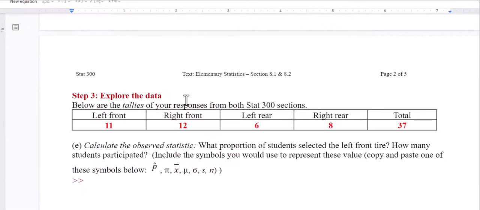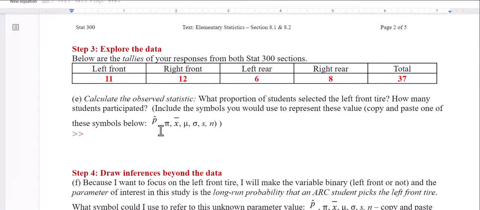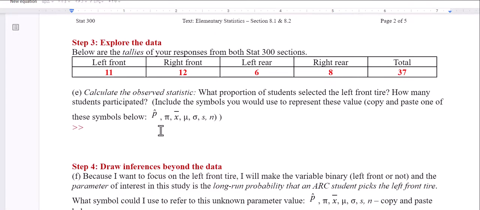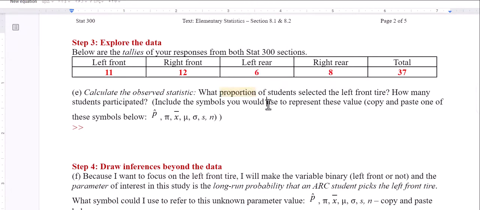So here's the data from the survey of the people who took the survey from all my STAT 300 classes, so 37 in total, so a little less than before. So let's calculate the observed statistic. So what proportion of students selected the left front tire? So again, notice the wording, what proportion selected the left front tire. So this helps us identify what variable we want.